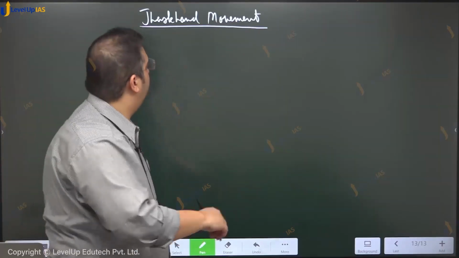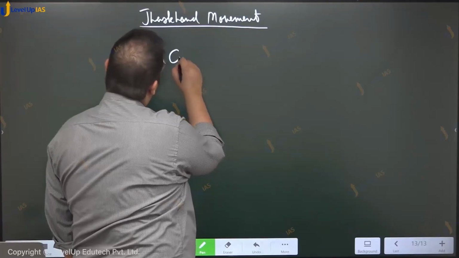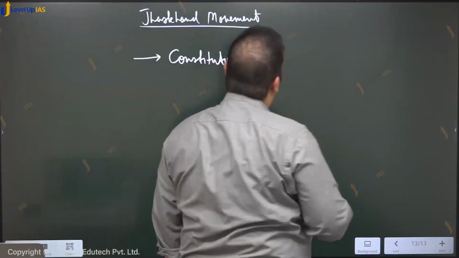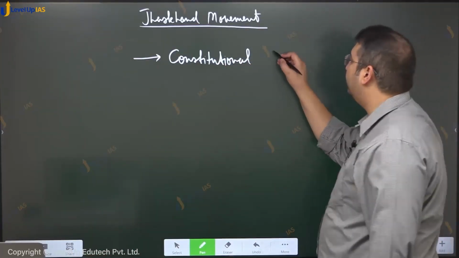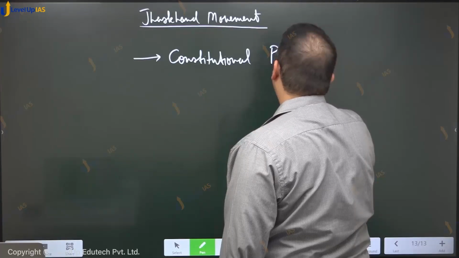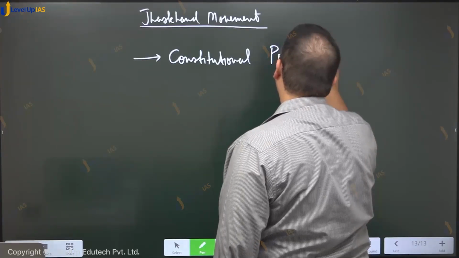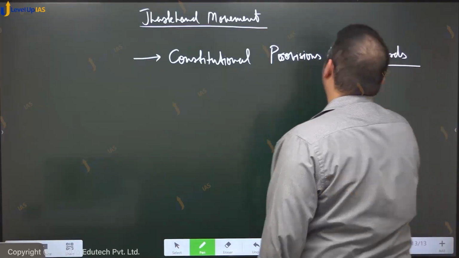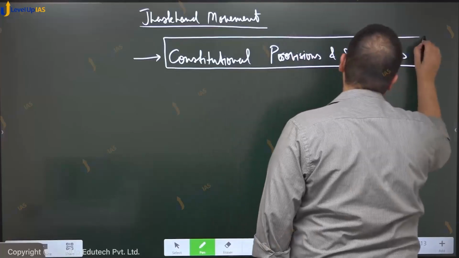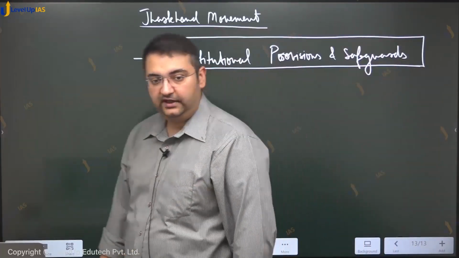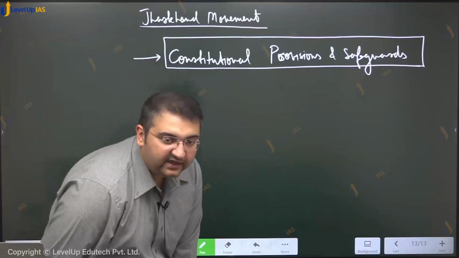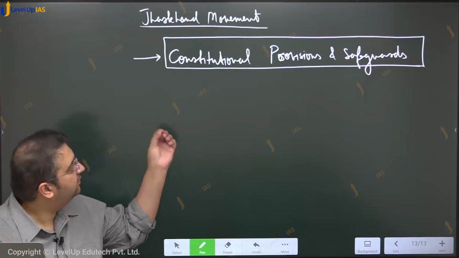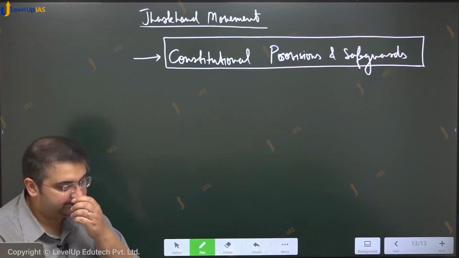Now, the constitution has also put in place several provisions and safeguards to protect the interests, distinct culture and customs of the tribals, and to provide for their economic development in accordance with the principles of tribal policy. Write down: constitutional provisions and safeguards.